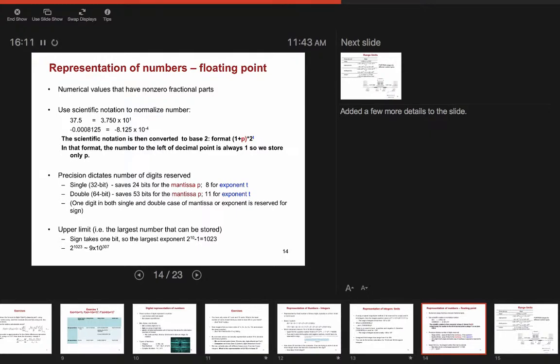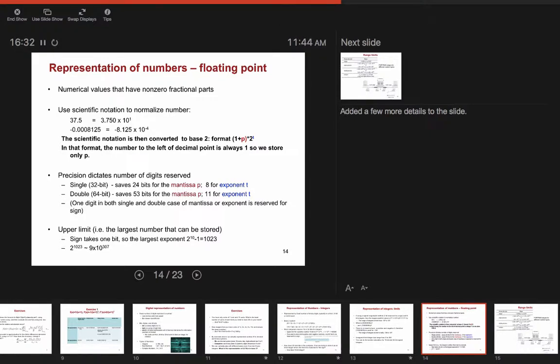So technically, the largest upper limit, again, we're not going to compute it. The sign takes, just in terms of exponents, 1 bit. And the largest exponent I can do is 10 to the 23, but it's an exponent of 2, which translates to about 10 to the 307 in the decimal system.